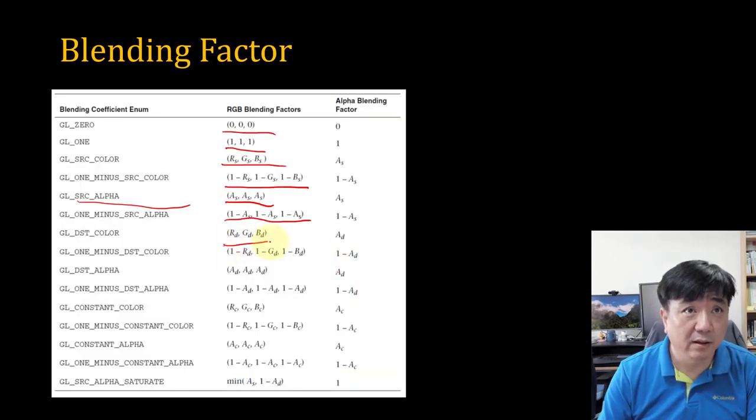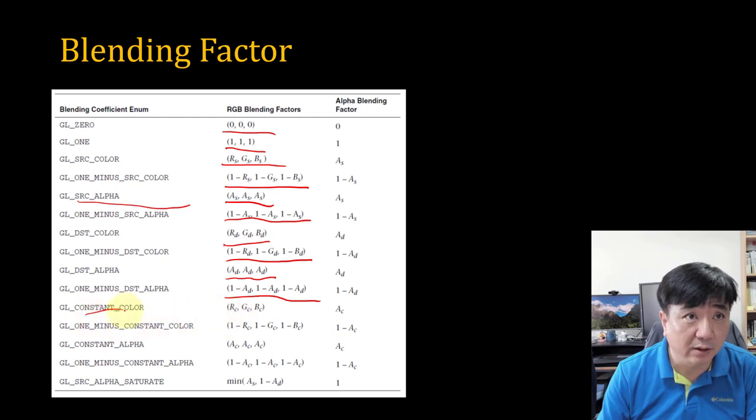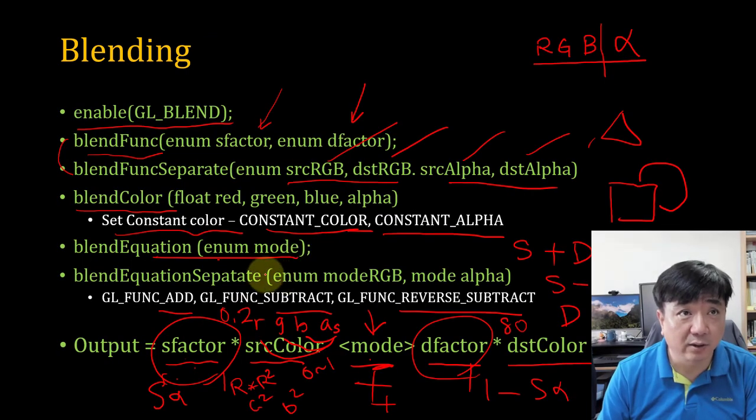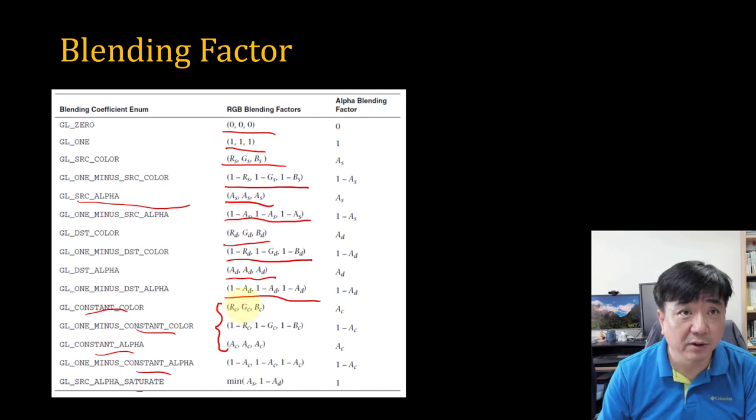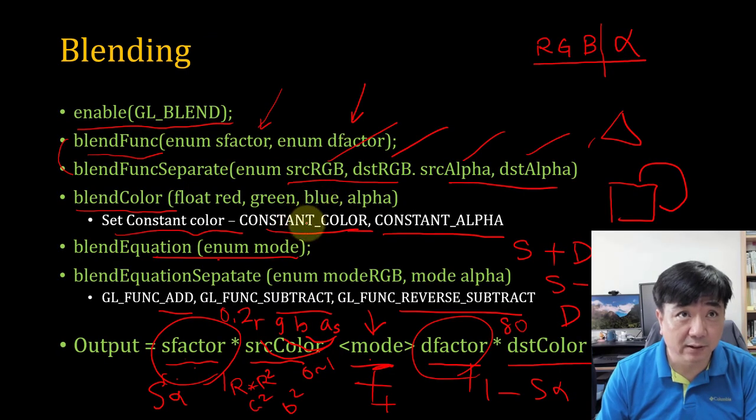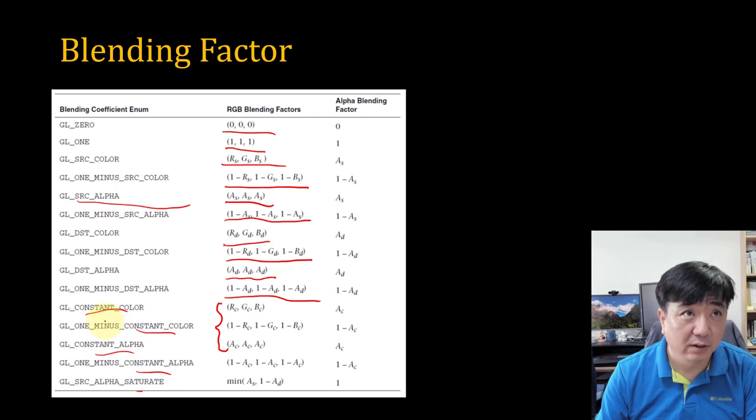And also there are destination color and 1 minus destination, and destination alpha. Destination alpha can be used for a mix of destination and 1 minus destination alpha. And we can use constant color and constant alpha. It means that we can set the constant color and constant alpha with blend color, and then it can be used for source color and destination color. We will not use it for this blending, it is a special color. So it is possible. Then GL source alpha saturate means that we will use the minimum value of source alpha or 1 minus the destination alpha.